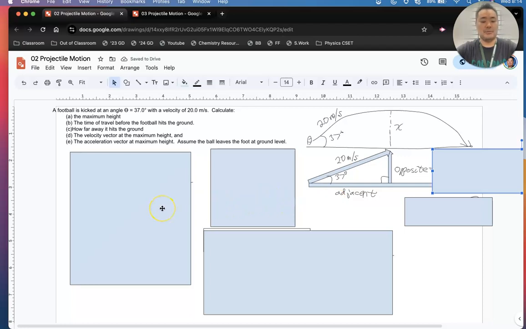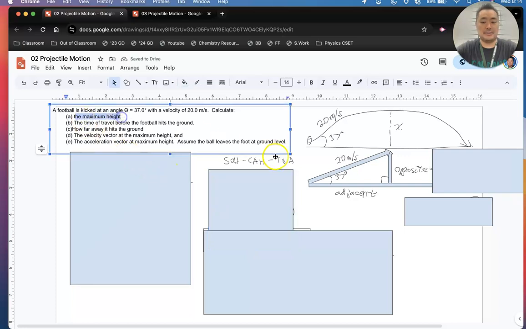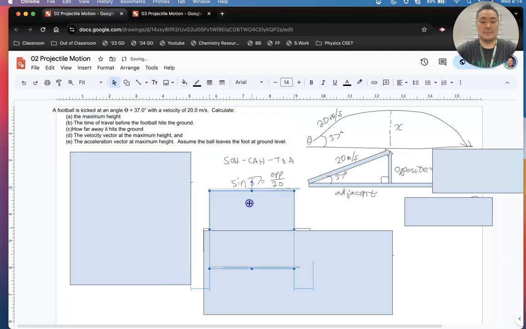With that information, we will list out our variables and plug them into an acronym called SOHCAHTOA. We want to find the maximum height. So to find the opposite, we're going to use the opposite over hypotenuse and the sine angle for it. Just like that.